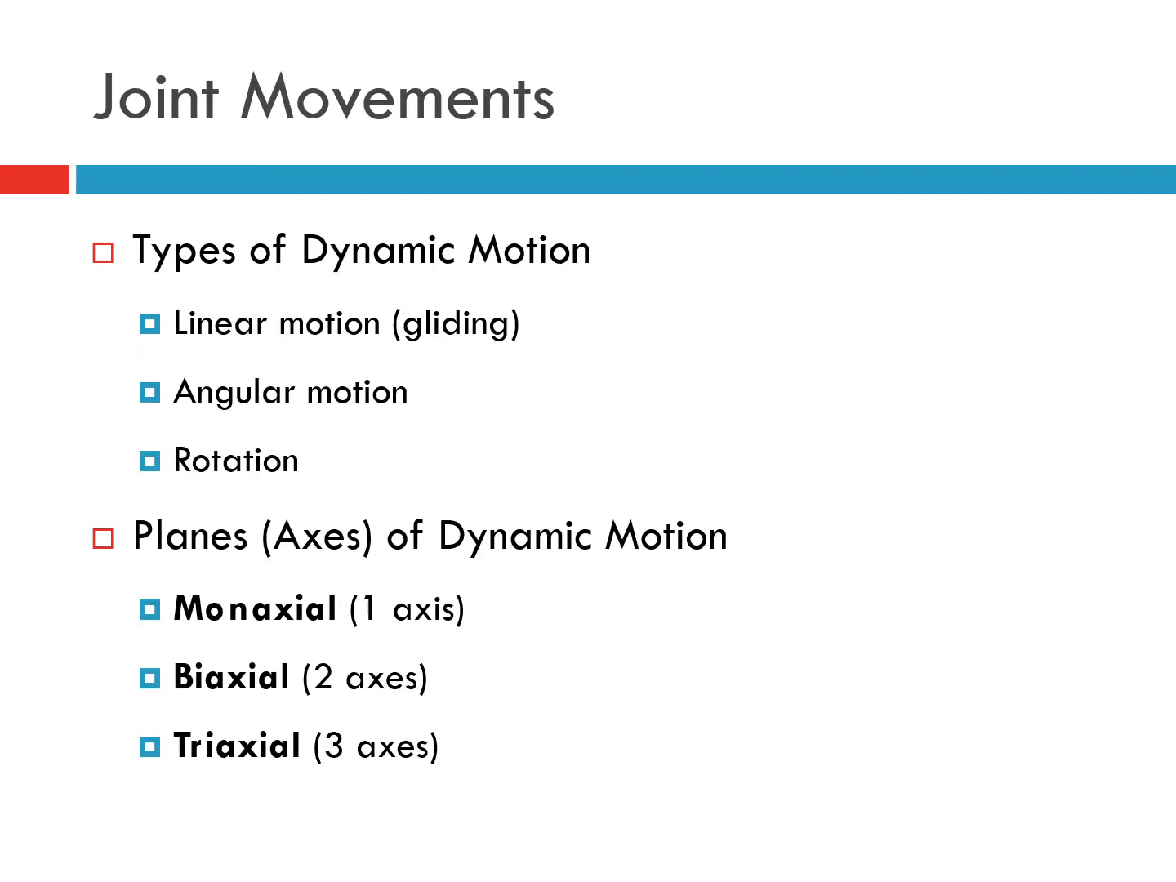All right, so we're going to move on to joint movements. We talked about the classification of joints, how some of them are very strong but not very movable, and some of them are extremely mobile and therefore much weaker. We talked about monoaxial, biaxial, and triaxial synovial joints, and so we're going to look at what those three planes, or axes, of motion are. We have linear motion, which is gliding motion, angular motion, and rotation.